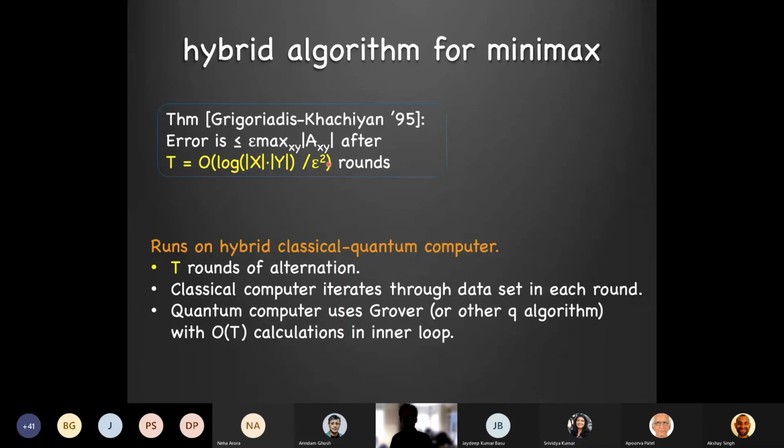And what happens in each round, the classical computer has to look at every point in the data set and evaluate that against what the quantum computer sent it, the T strategies the quantum computer sent it. The quantum computer needs to Grover over its strategies or do whatever search algorithm is best for that. And the number of calculations in the inner loop it needs scales like the number of data points that the classical computer has sent, which again is order T. And so if T is not too big, this is pretty close to the least you ever could have hoped for, right? Because you assume the classical computer has to go through the data set at least once, and the quantum computer is willing to do one round of Grover over its strategy space at least once. And so if T is small, this is pretty close to the best you could hope for.